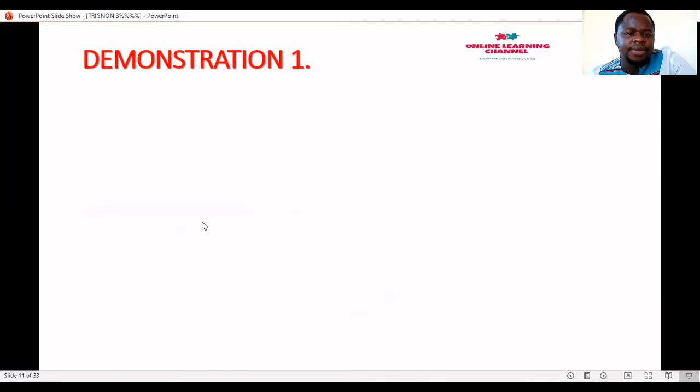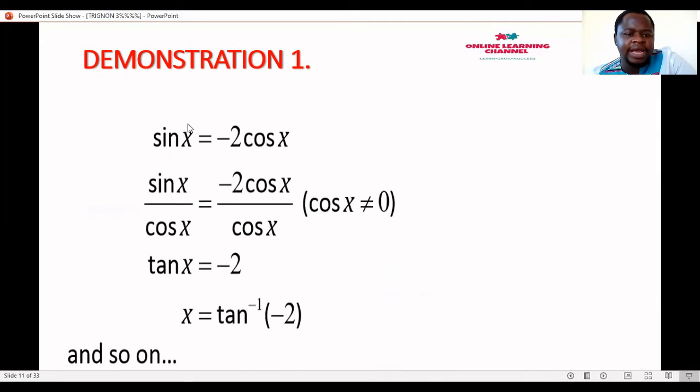Type 1 demonstration. We've got x, so the angles are the same, but the coefficients are different. So you have to divide both sides by cos. Then the cos and cos will cancel, and you are left with -2 here, and then sin x over cos x. We know that is a tangent identity, which is equal to tan x. Then you get x is equal to arc tan of this number -2, and so on. That's how you solve those types of questions.